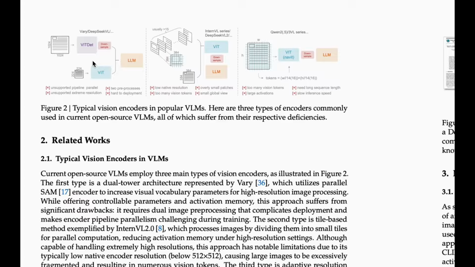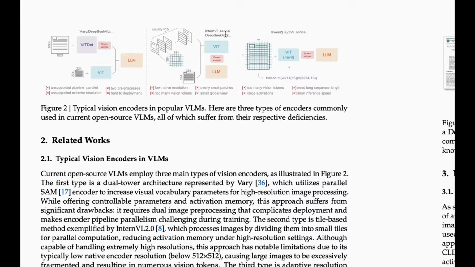And what is the problem with that? It's really complicated to train and deploy this kind of encoder, and you need two pre-processing pipelines, which makes pipeline parallelism hard to do. And the second one, if you see here, is tile-based, like InternVL. So this is like the InternVL series.